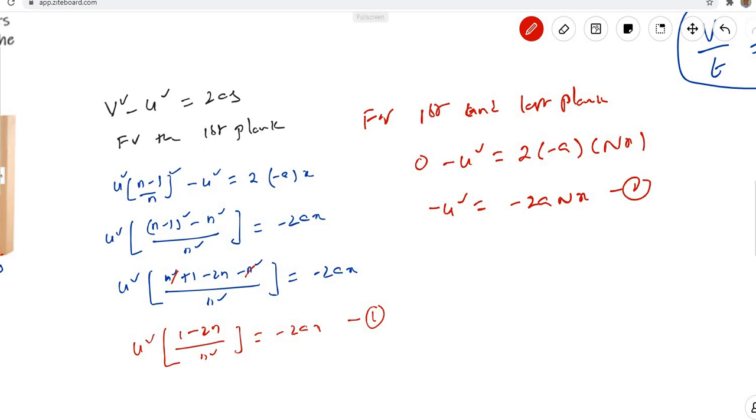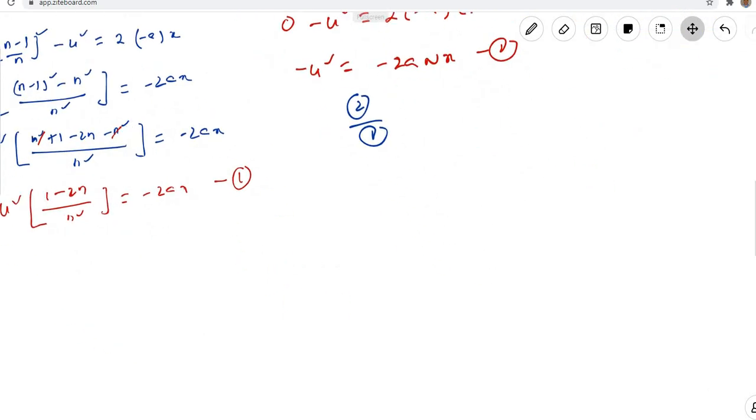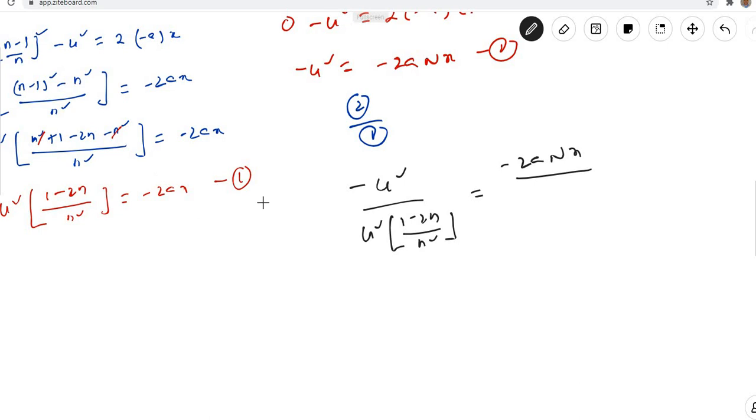Now what we do is simply divide equation 2 by equation 1. When I divide equation 2 by equation 1, what are we going to get? Let us write it down. Equation 2 on this side is minus u square, and equation 1 on this side is u square into (1 minus 2n) by n square. This is equal to, on the right side, minus 2aNx, and on this side minus 2ax.